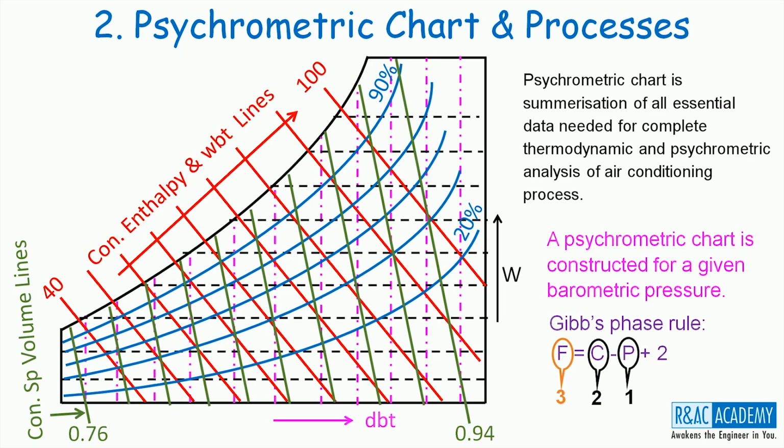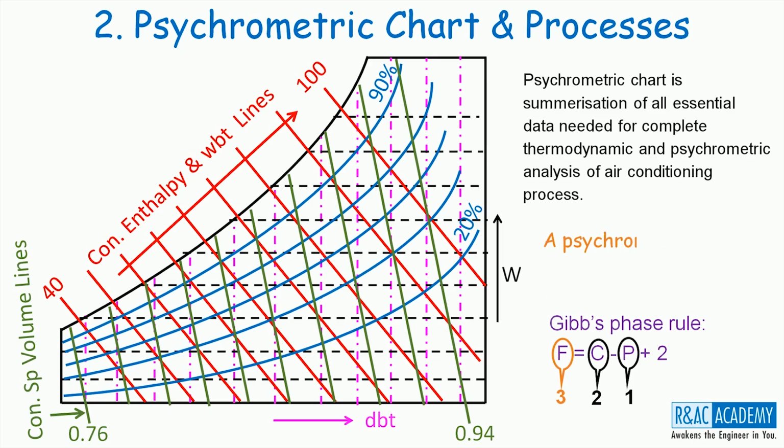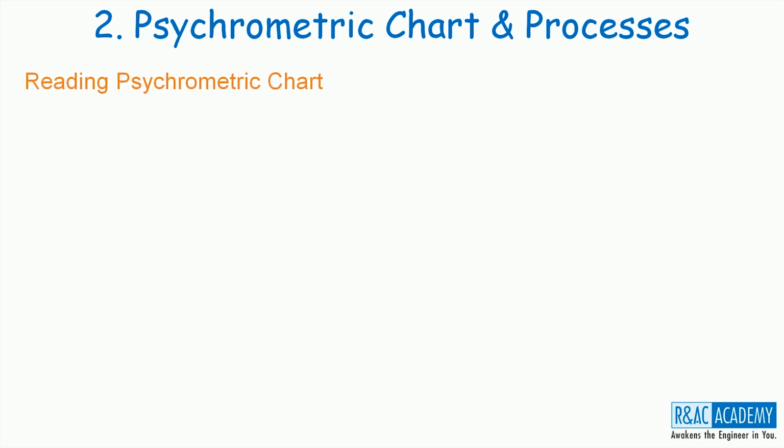Meaning, we need 3 properties to plot the state of the moisture on any coordinate system. But by fixing the barometric pressure, we could plot the state of the moisture with just 2 properties. This is the reason why the psychrometric chart is constructed for a given barometric pressure. Let us now see how to read the psychrometric chart.